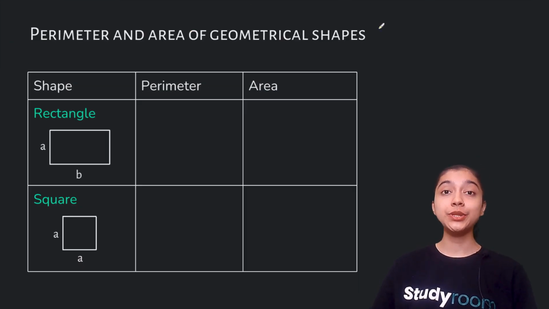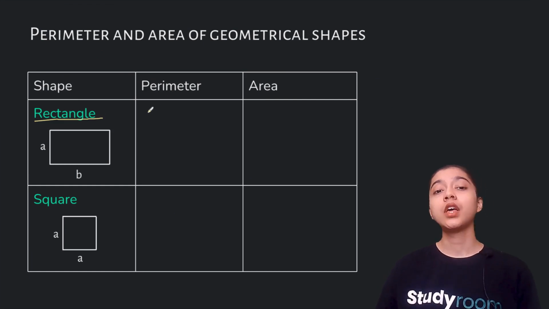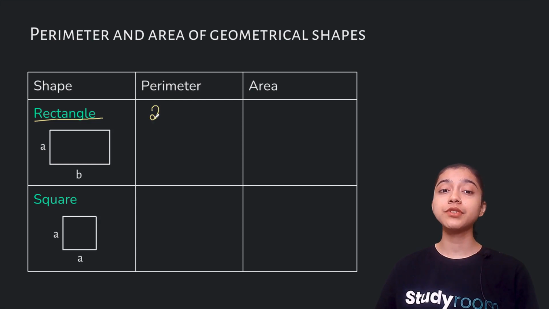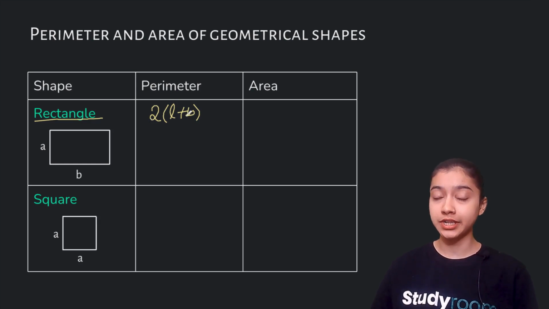Now I'll be teaching you the perimeter and area of some of the geometrical shapes. The first shape that has been given to us is a rectangle. So first we have to calculate the perimeter of a rectangle. The formula for calculating the perimeter of the rectangle is 2 times length plus breadth, or we can say 2 times the sum of the adjacent sides of the rectangle.